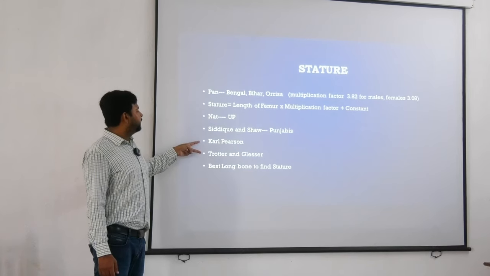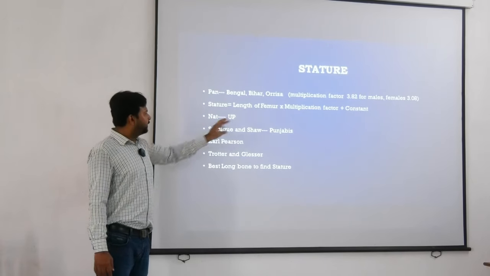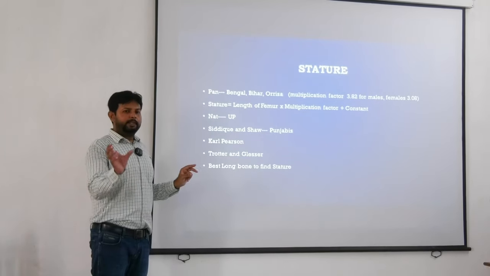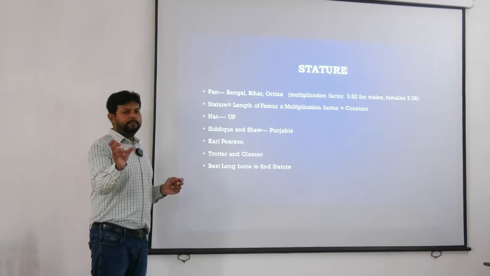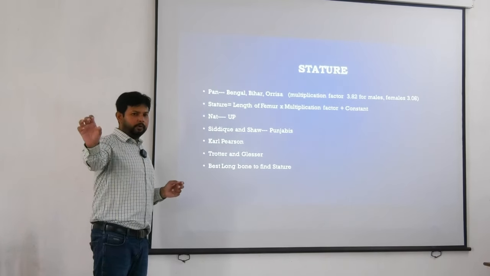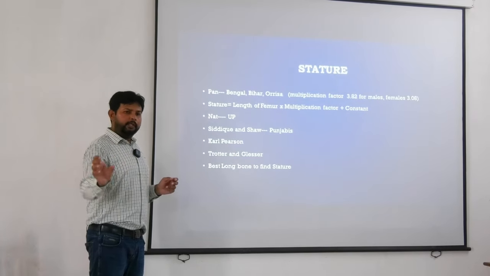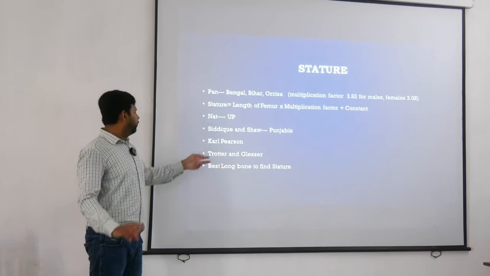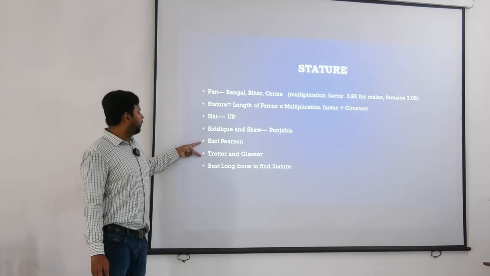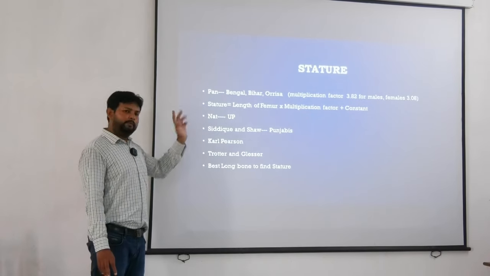Carl Pearson and Trotter and Glesser. These anthropologists did study on the European population. Okay. So they have some constant for specific races. If it is Caucasians, there will be a constant, some value. For Negroids, there will be some value. For Mongoloids, there will be some value. So this is for Carl Pearson and Trotter and Glesser. There will be some constant.